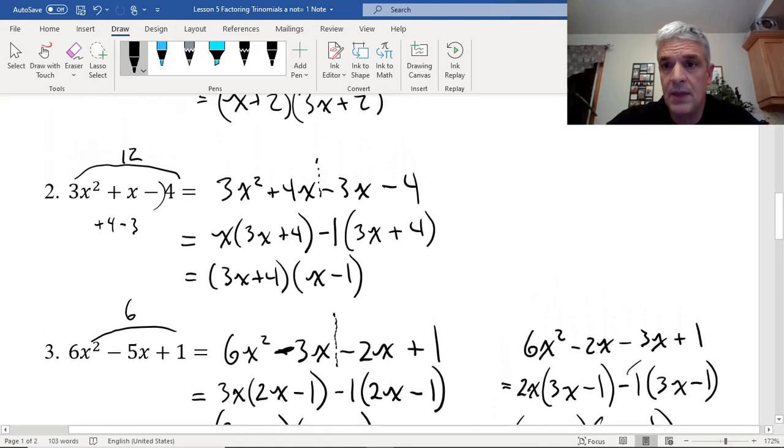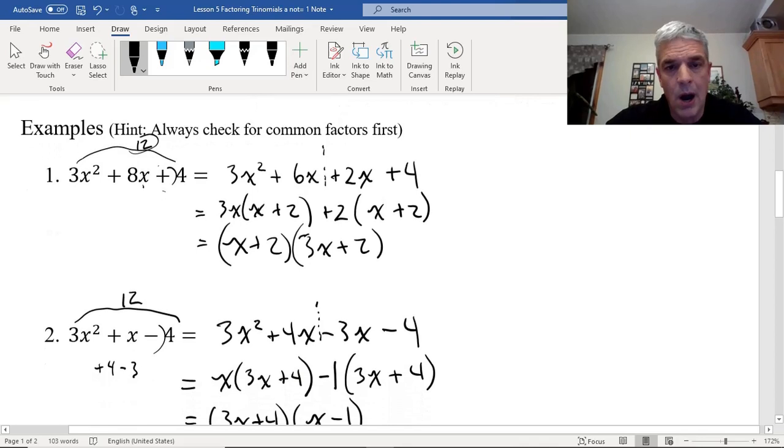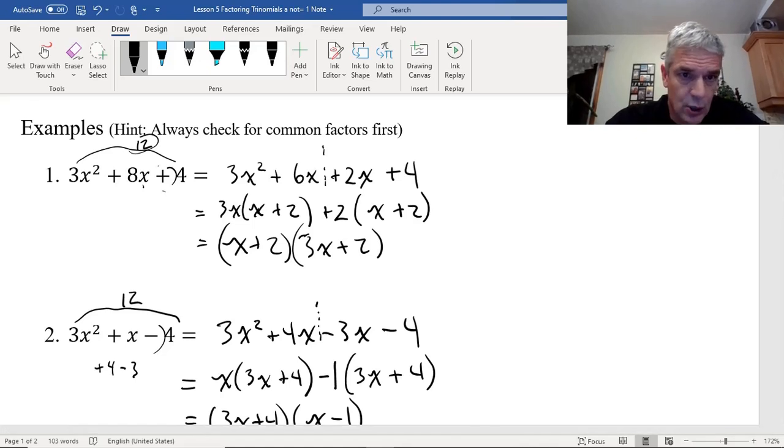You can choose which method you like to use. My experience is that, as kids go on in math, they almost always end up gravitating towards the T method. And so why not just learn the T method off the bat and go that way? It's up to you though. Either method works perfectly fine.